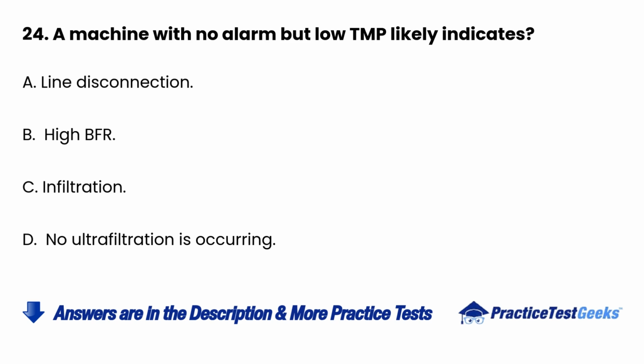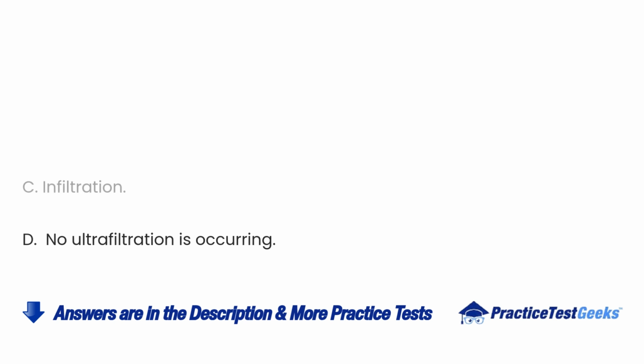24. A machine with no alarm but low TMP likely indicates? A. Line disconnection. B. High BFR. C. Infiltration. D. No ultrafiltration is occurring.